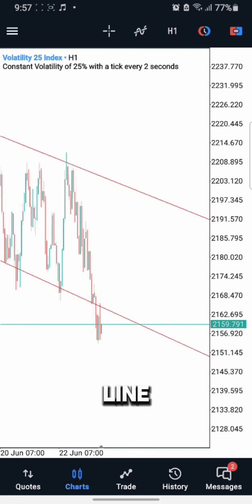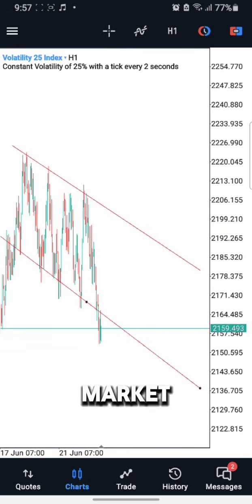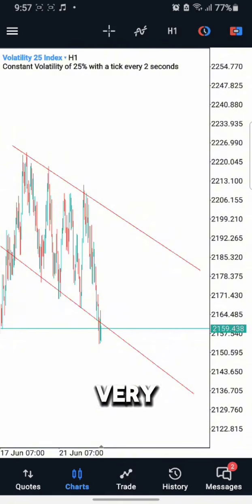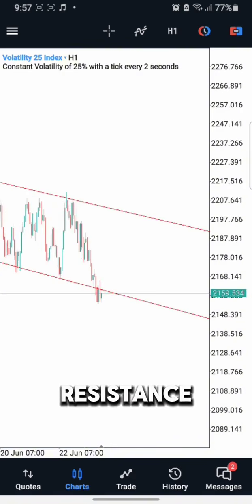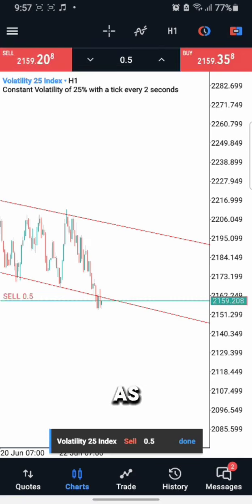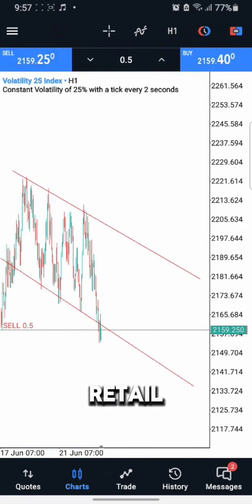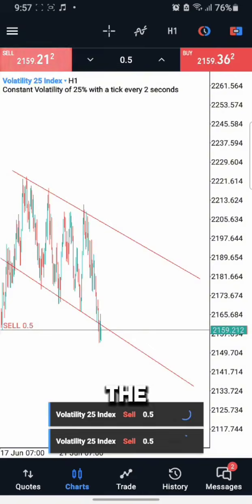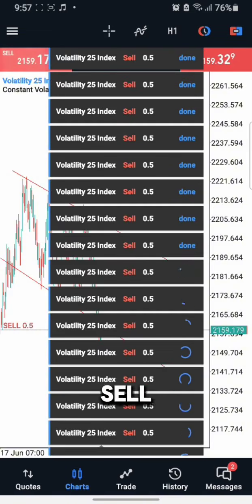After putting the line that is marking support, we can see that the market did a very big drop from the resistance to the support. When it reached the support, it even broke to the downside, as you can see, and then it came back for a retest. So this is a clear indication that the market is going to sell. Hence we sell the market and then wait for the profit.